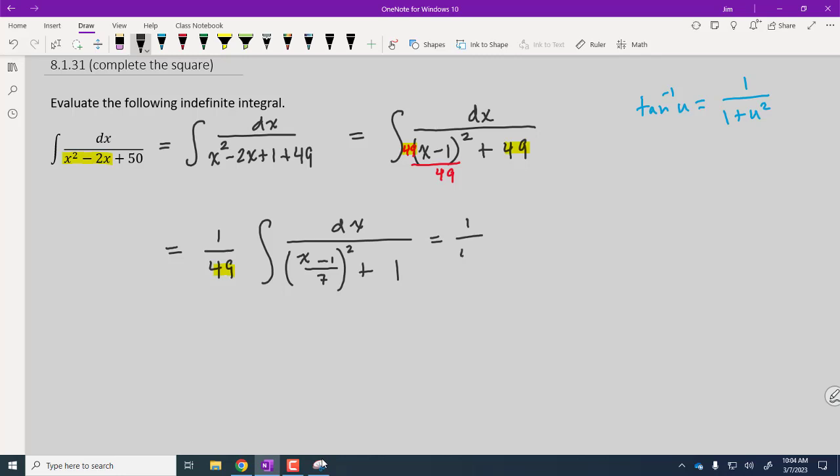This will be 1 over 49. I'm going to leave a gap for the reverse chain rule. It's just arctangent of whatever is in parentheses. And then what are we going to put in the RCR spot? 7. Because the derivative of x minus 1 over 7 is 1/7, and dividing by 1/7 is multiplying by 7. And then we can do a little bit of simplification there. That'll be 1/7 arctangent. And that's as simple as we can go.